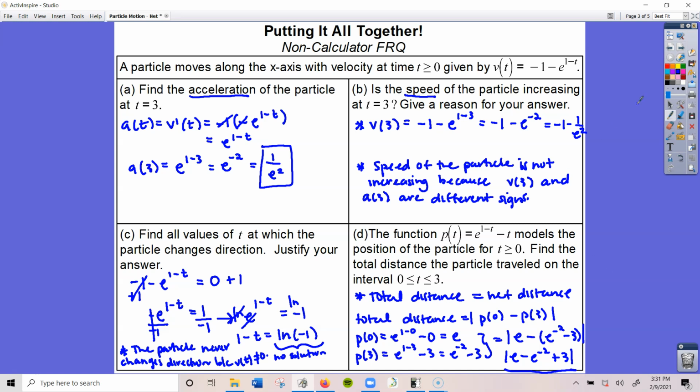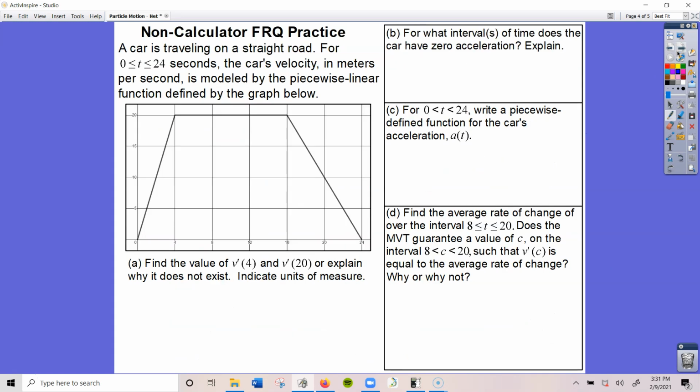Let's look at another non-calculator FRQ. A car is traveling along a straight road for t between 0 and 24 seconds. The car's velocity in meters per second is modeled by the piecewise linear function defined by the graph below. So even though my graph isn't labeled, I'm going to label this right now so we don't forget that this graph here represents v of t.